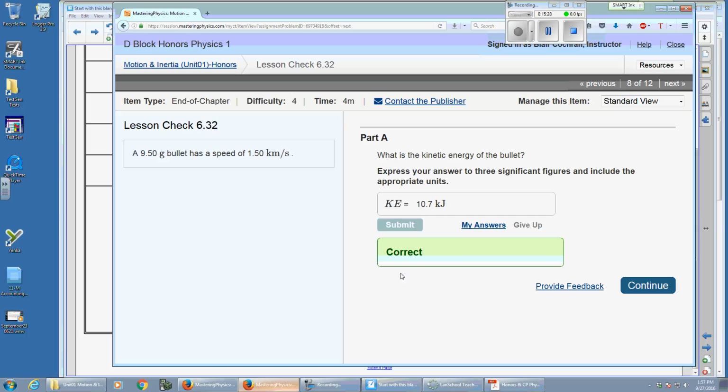Now, the kind of neat thing is if you didn't want to use kilojoules and you wanted to use joules, you could just change your unit to joules in there. Get rid of the little k, and it will mark it correct. The units that are put in there are, hey, these are the units we think you should use. If you want to change them to something else, as long as your answer is consistent with them, it'll still work.